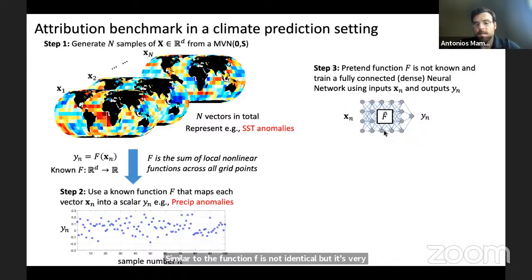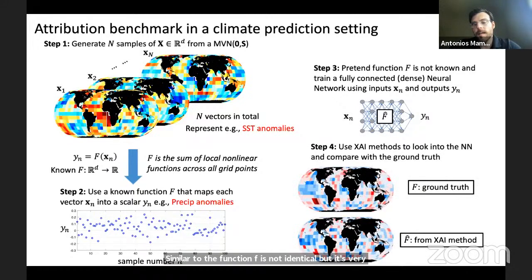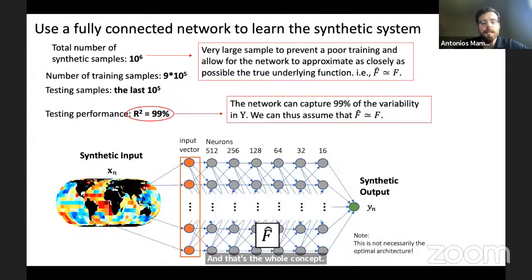Having established that, I can use different XAI methods and test how well they explain the network, because I know the function f and I can derive the ground truth of the explanation. By comparing the ground truth to the results from the XAI methods, I can assess their efficiency. And that's the whole concept. Now we'll start seeing some technical details.